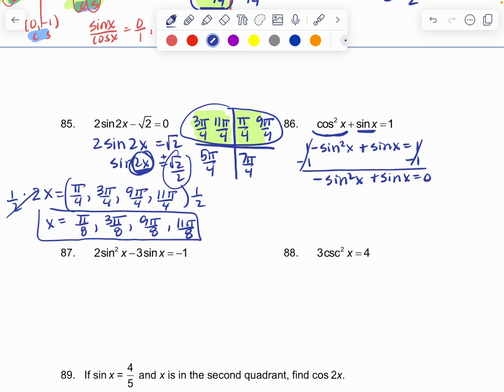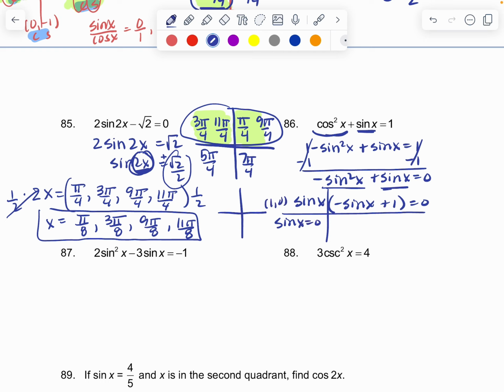Now look at the left side. I can factor now. I can do GCF. I can take a sine of x out of both of these. If I take a sine of x out of here, I'm left with a negative sine of x. If I take a sine of x out of here, I'm left with a 1, and then that equals 0. So let's see what I've got. On the first one, I want to know where sine of x equals 0. Well, let's look. Again, we've got this 1, 0, 0, 1, negative 1, 0, 0, negative 1.